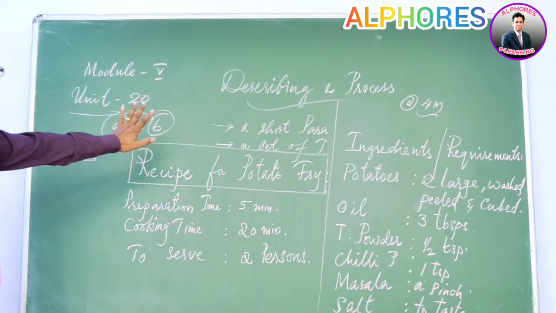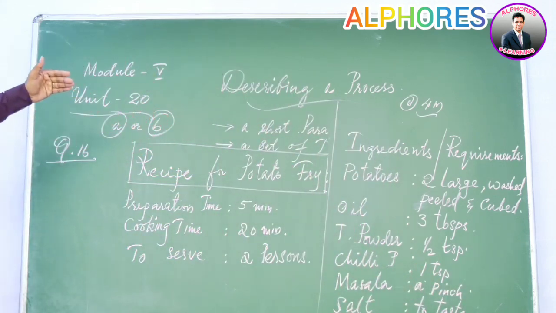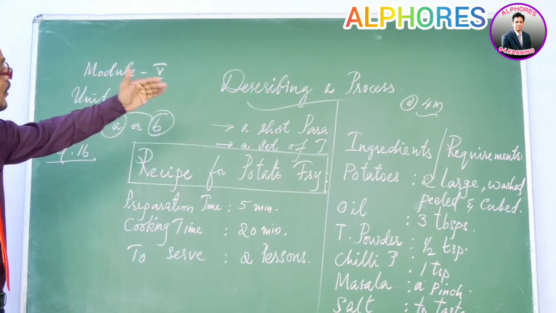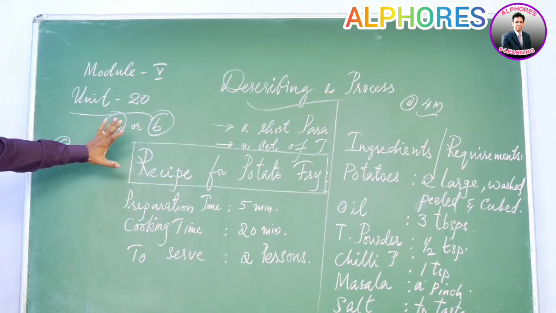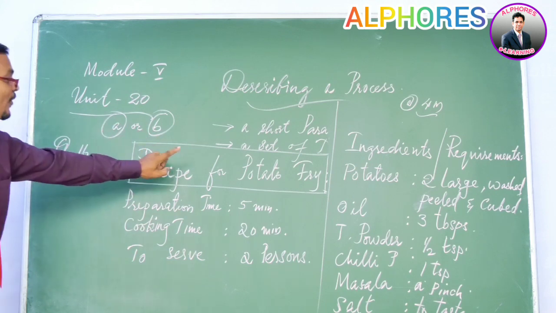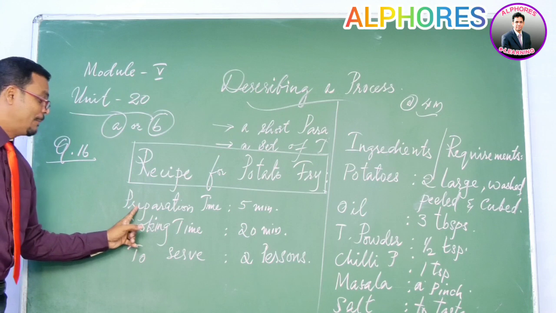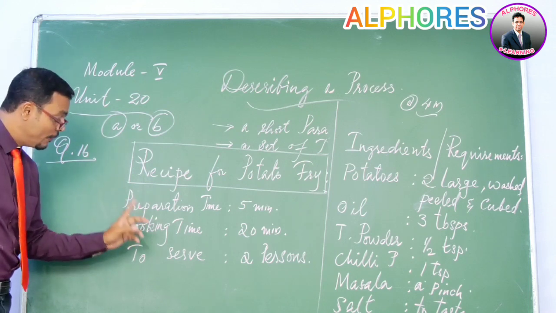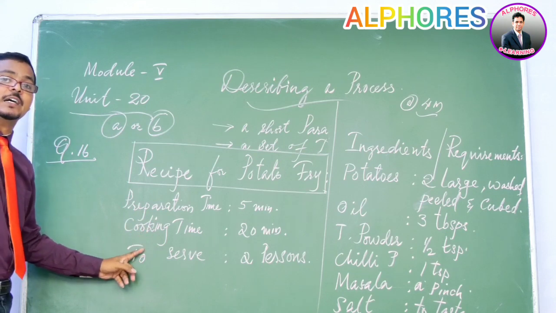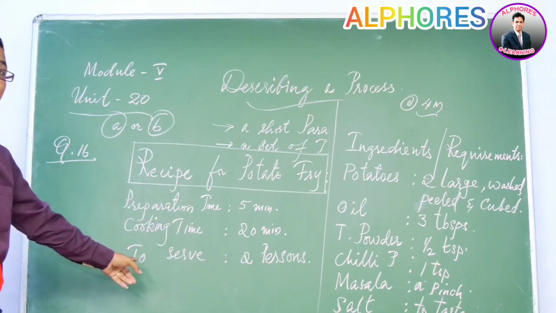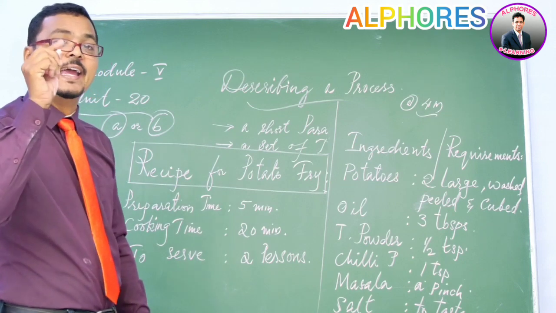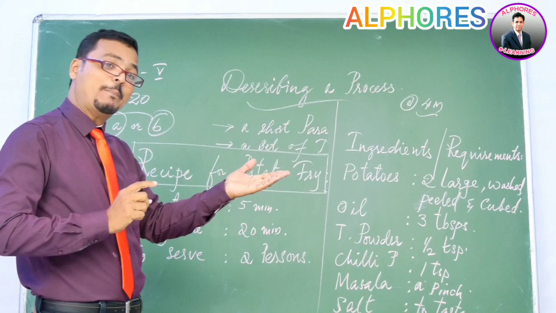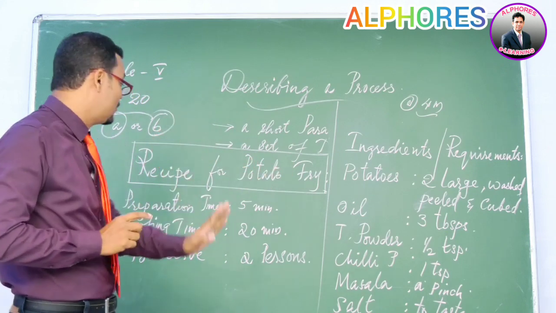Children, we haven't come to the paragraph yet. We are just giving the introductory steps in writing a process. So, I recall, first we write the title, recipe for potato fry, then we write the preparation time, then we tell the cooking time, then we tell for how many persons to serve. So these 3 steps are necessary when you are presenting a dish or a recipe. Whereas in other preparations, it is not necessary to mention this.